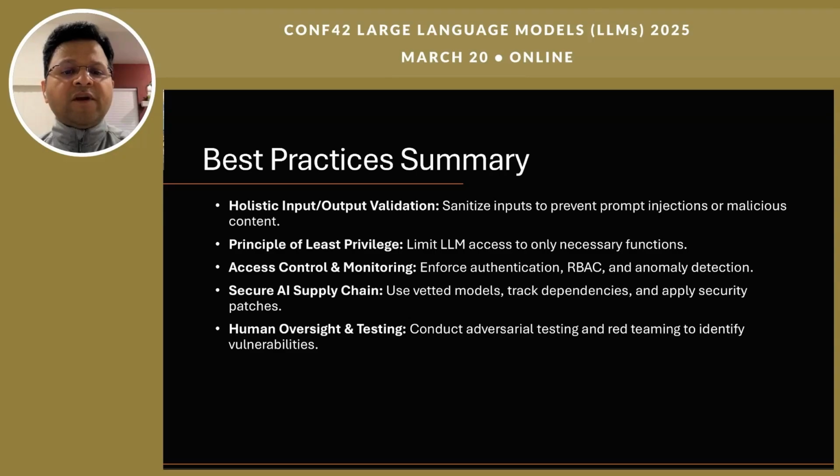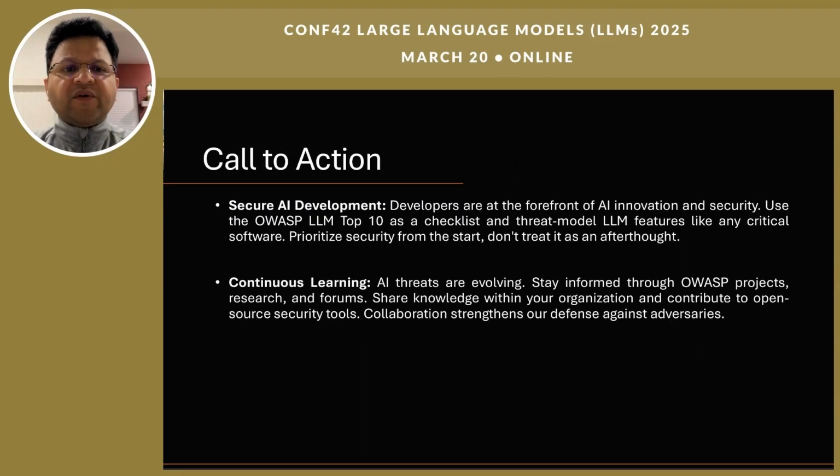Keep a human in the loop and keep testing. Keep human oversight for high stakes actions, especially in regulated environments. Conduct adversarial testing. Try prompt injections, data poisoning, or denial of service scenarios to identify weak points before real attackers do. Secure AI development. As builders of the next generation of AI enabled applications, we hold the responsibility for protecting user data and preserving trust.